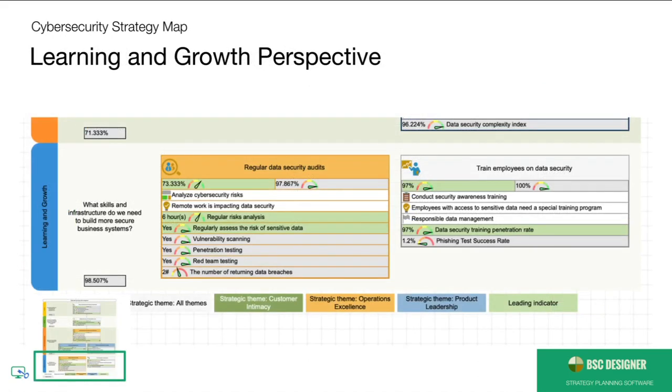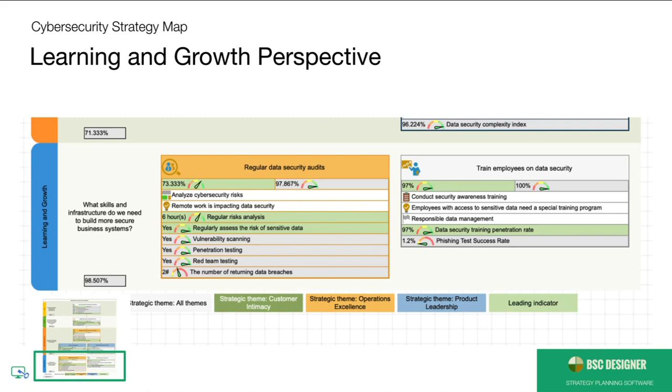Let's now move to the learning and growth perspective. In this perspective, we have two big goals. Regular data security audits goal that helps to focus on proper infrastructure for data security, and train employees on data security goal that focuses on giving your team the up-to-date knowledge and skills necessary to prevent data breaches and minimize their impact. Let's have a look at how these goals are formulated on the strategy map.